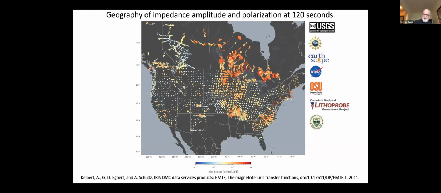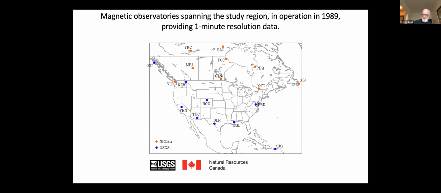And I would say it's also important to realize that the impedance is low in lots of other places, like in Michigan here and in much of the western United States. So just keep that in mind. We'll come back to this issue of the amplitude of tensors in the later part of this talk.